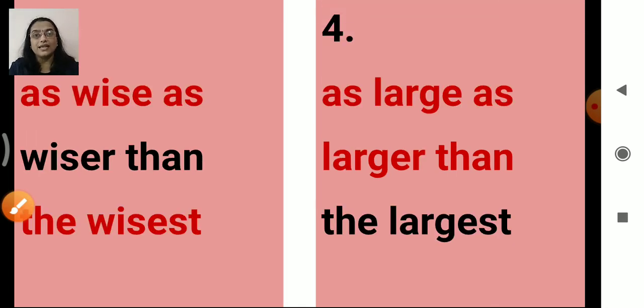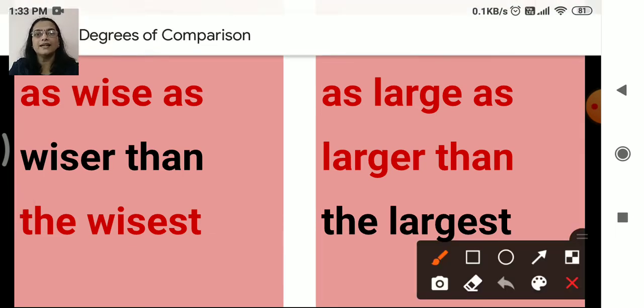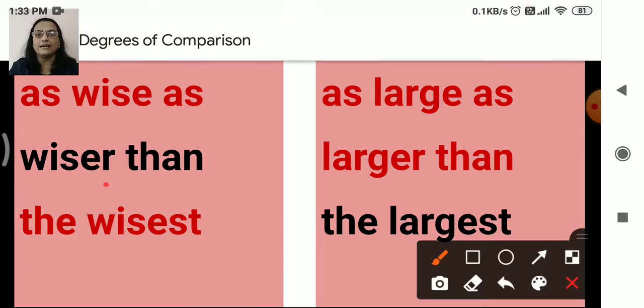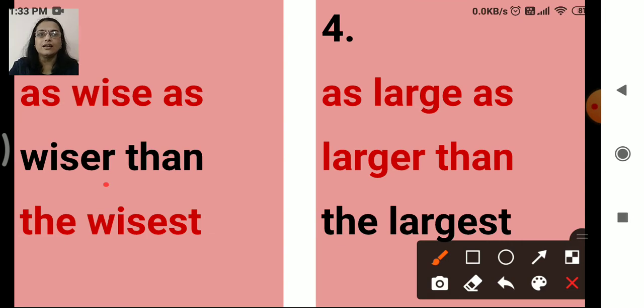Next, as wise as will change into wiser than, and the superlative will be the wisest. Fourth one, as large as. It will change into larger than, the largest. You can see here what is added. Only r is added, isn't it? Large, again here r is added. Only one letter is added here.